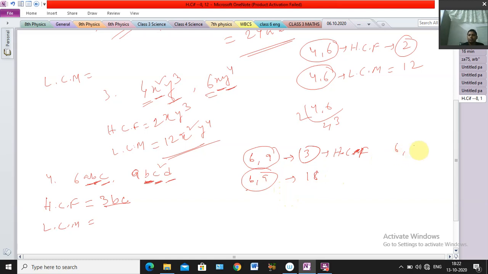So you can find it directly, otherwise you can find out the LCM and HCF, all the things. See, 3 2s are 6, 3 3s are 9. If we multiply, 3 2s are 6, 6 into 3 is 18. So that means 18 is coming, and that is the LCM.